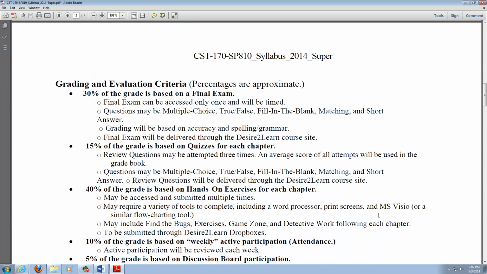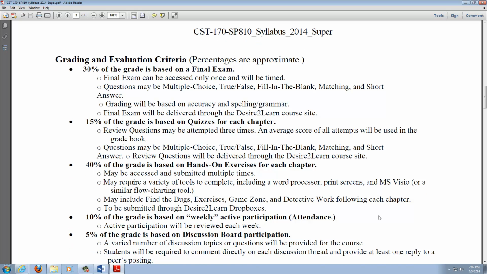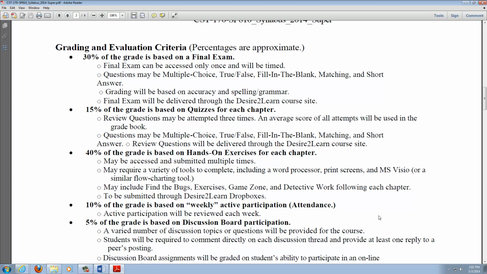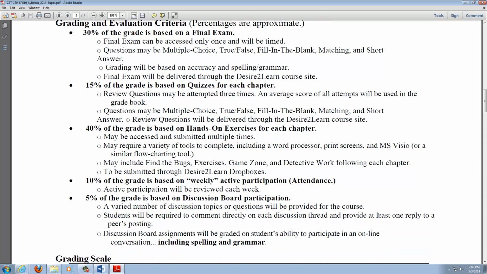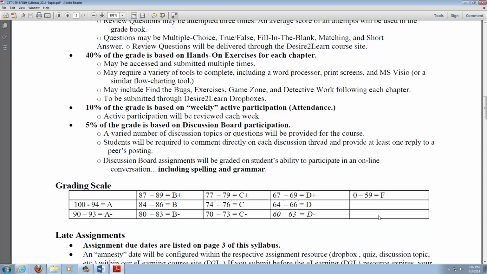Grading, you can go through that yourself. The syllabus will be online at all times. We basically have an exam final, some quizzes, some hands-on activity. I do take weekly attendance, and then we have discussion board participation. There's the grading scale, the layout of it right there.